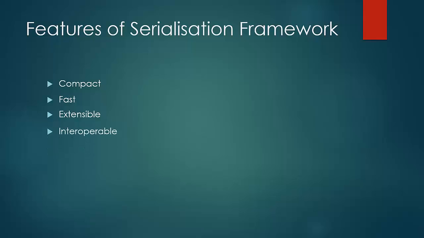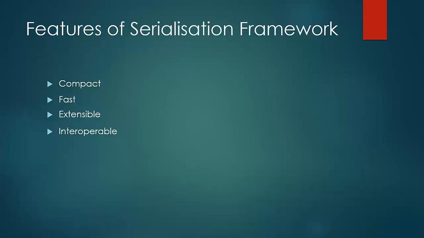And lastly, interoperable. It is desired that a process written in one language can communicate with a process written in another language. For example, map might be written in Java and reduce would be in some other language, say Python. Then in that scenario as well, the serialization framework should be effective.